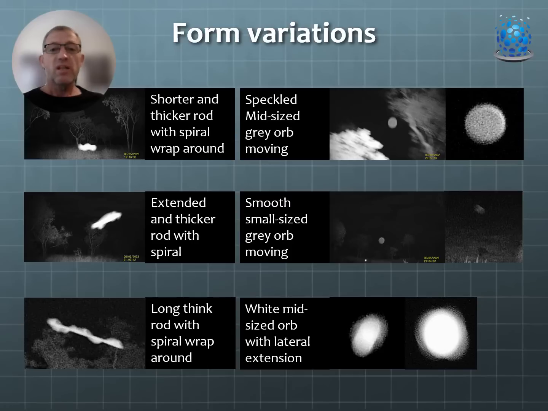In terms of the form variations for orbs, we had this speckled mid-sized grey orb that would move through the field of view. We also found this very small, smooth grey orb that would have a very erratic movement, close to the ground or well above ground along the tree line. And then here's this arc skip one that I talked about. Now we have come to the conclusion that that's just the distended form during movement of a large white orb.